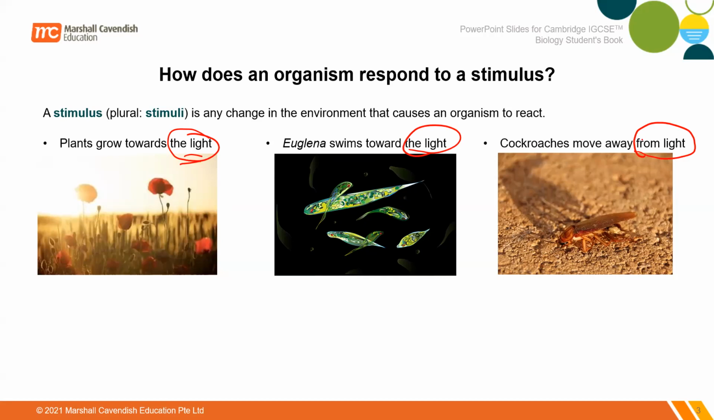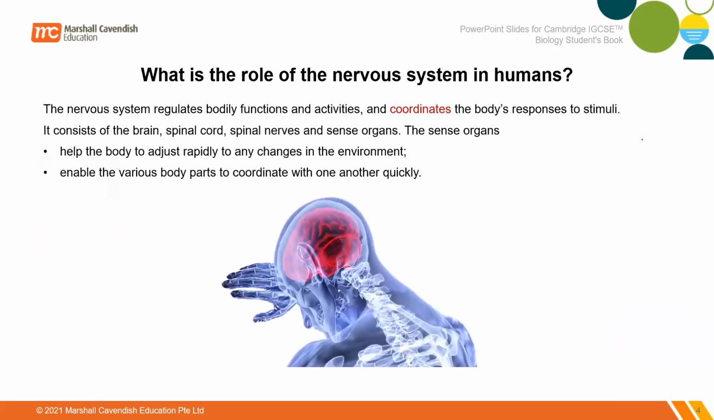All of this response will definitely happen for a certain reason. A cockroach, for example, cannot live in extreme temperature or extreme heat or extreme hot climate. That's why it will move away from light. Euglena, for example, swims in order to carry out photosynthesis, so it will swim towards the light. And plants also grow towards the light to carry out the photosynthesis process.